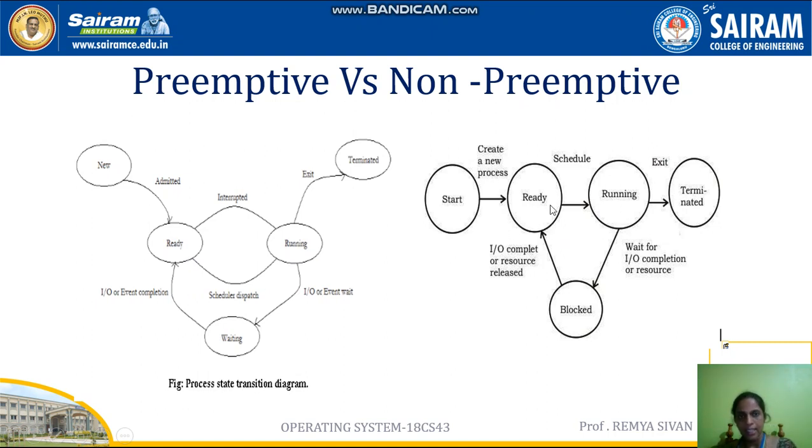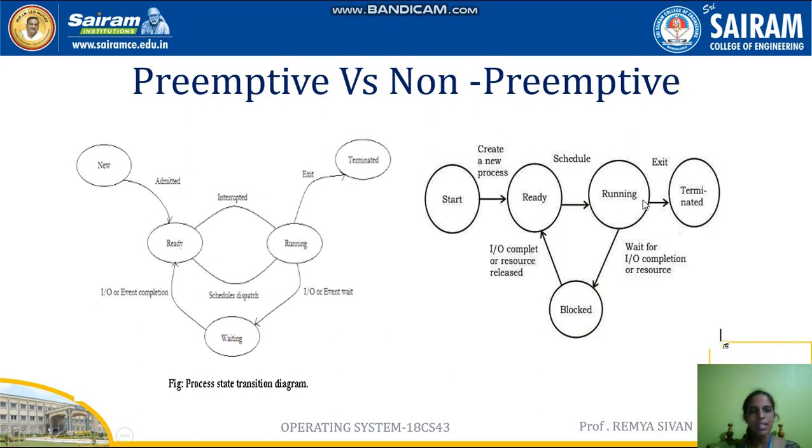That indicates that once one program is running, it is not possible to go back to the ready state other than waiting for the IO system. But here, while one process is running, if you get another process with a higher priority, the running process has to go back to the ready state. Or if one process is running and its allotted time is over, in that case also it has to go back to the ready state. So this is known as preemptive.